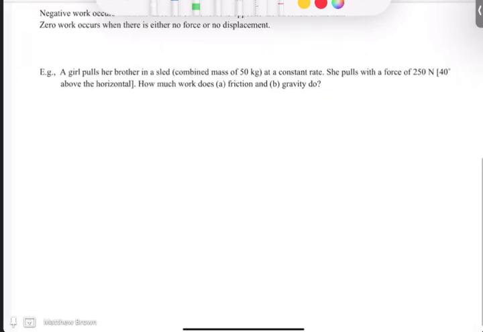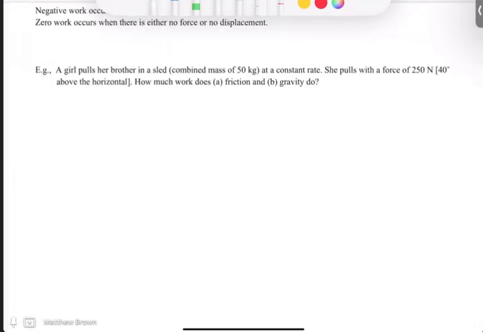Well, let's look at a practical example here. A girl pulls her brother in a sled. The combined mass, this would be the combined mass of the brother and the sled, at a constant rate. She pulls with a force of 250 newtons, 40 degrees above the horizontal. How much work does friction do, and how much work does gravity do? That means we need to know the force of friction, so I'll draw a little free body diagram.